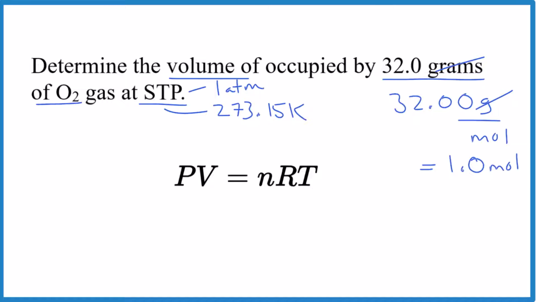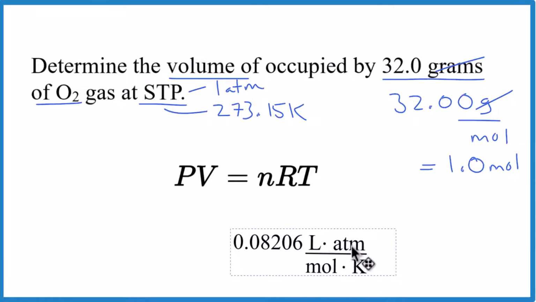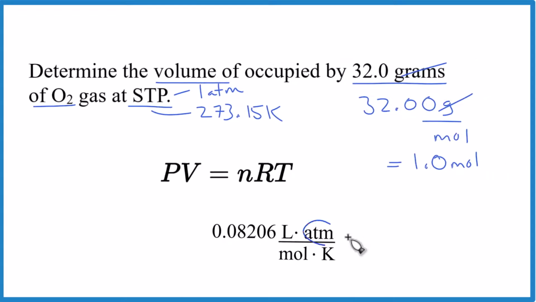And for R, because we have atmospheres, or we chose atmospheres for standard pressure, we can use this R right here. It has atmospheres right in the units. We also need to look at our temperature. That's in Kelvin. We're good there. We have moles. And our final volume is going to be in liters. So let's put everything into the equation.